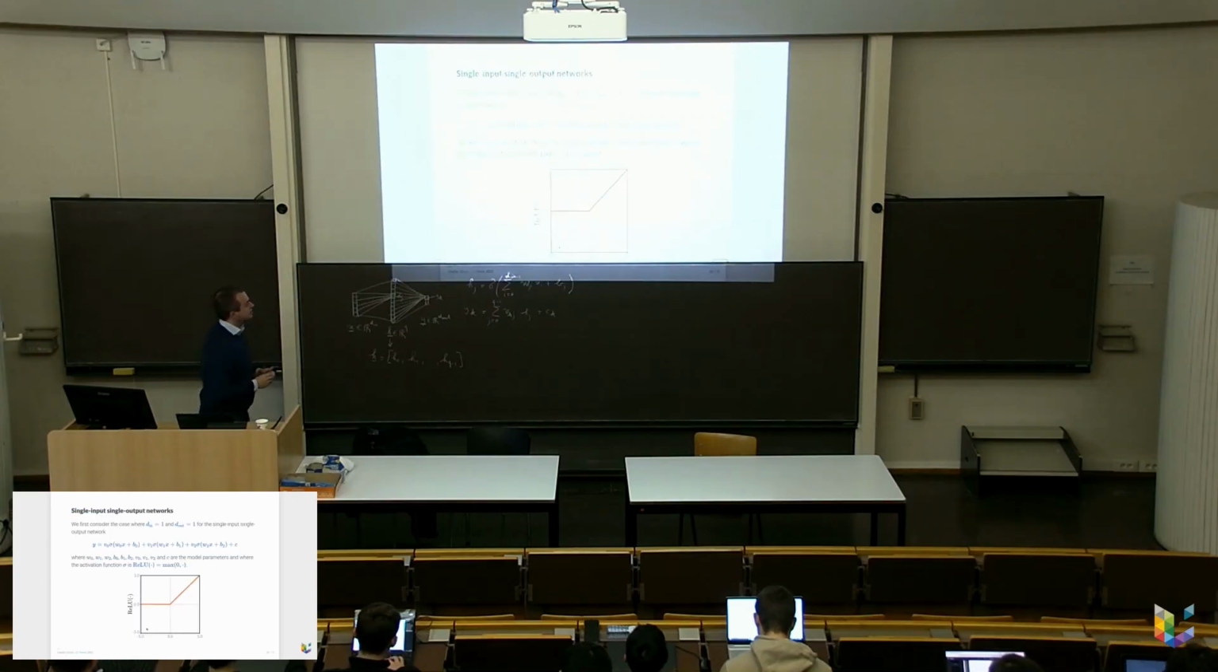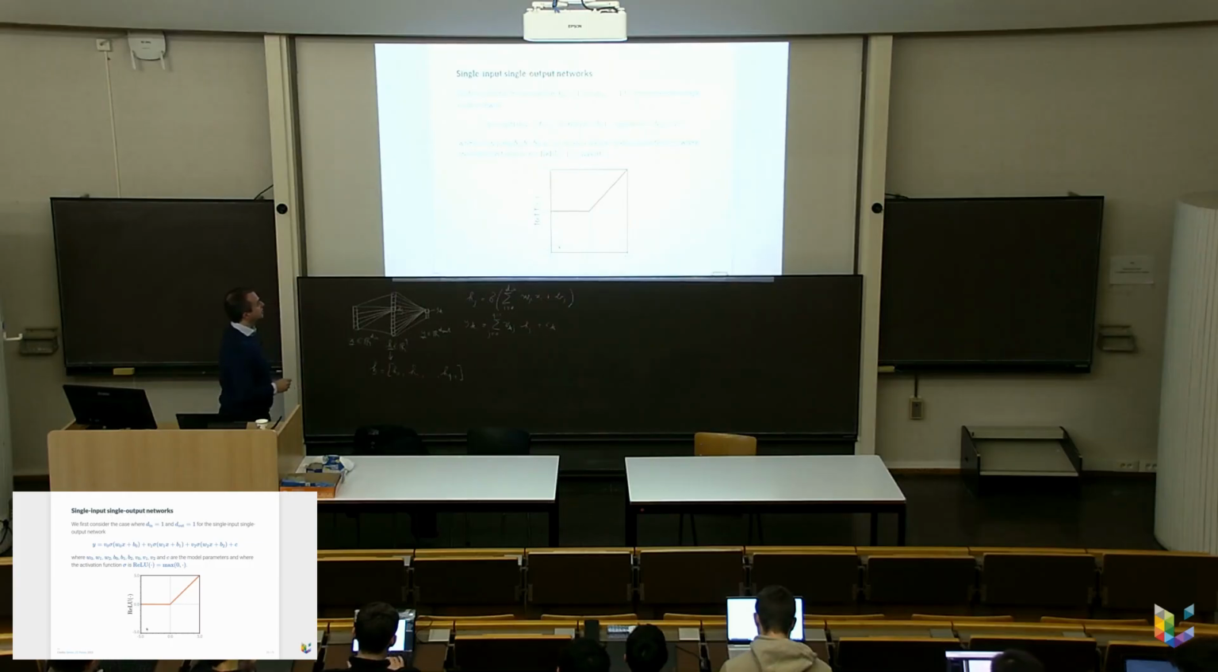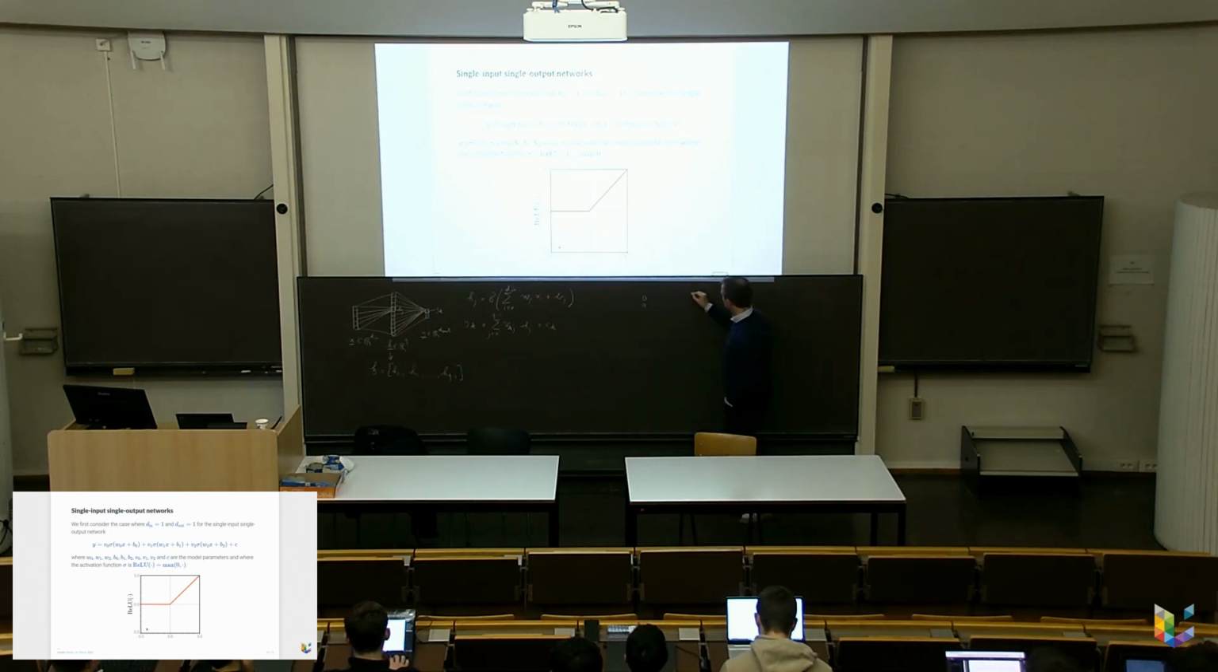Okay, so I will start easy, and I will start by considering a very simple neural network with one hidden layer, with one input. So we have just a single element in X. Then we map this to 3 hidden units, and then we produce a single output. Okay, 0, 1.